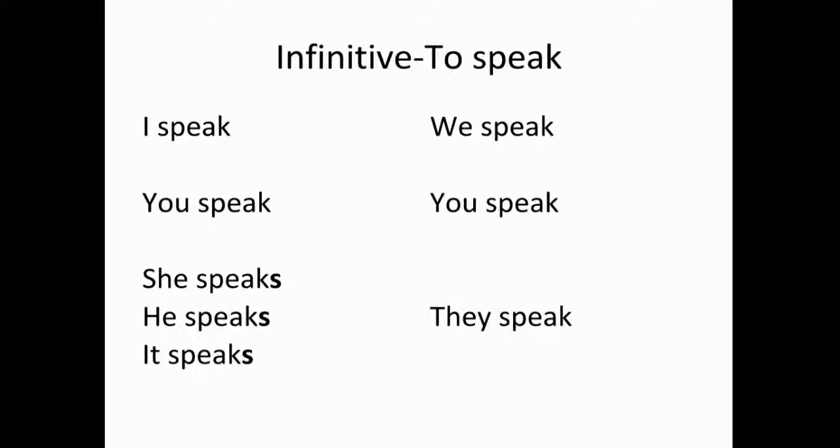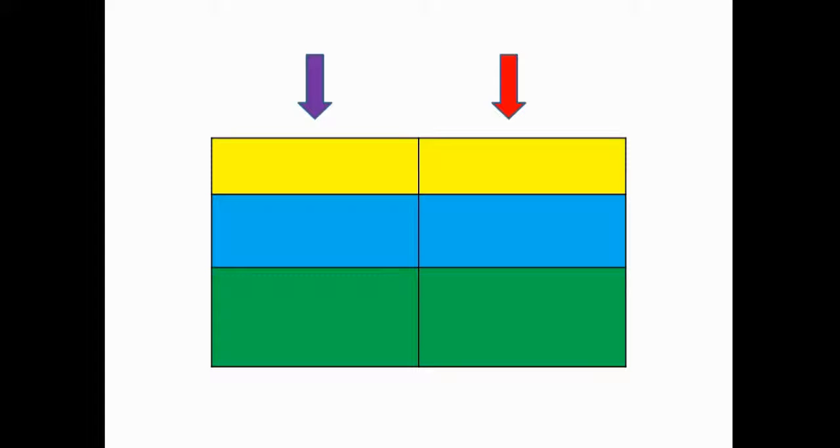Now, the you in English doesn't change, but in context we'd know what we're talking about. Or if you put in you guys or y'all, of course you know that you're talking to a group of people. If we talk about a woman, we say she speaks. A man, he speaks. Or a thing, it speaks. If we talk about a group of people or a group of things, they speak.